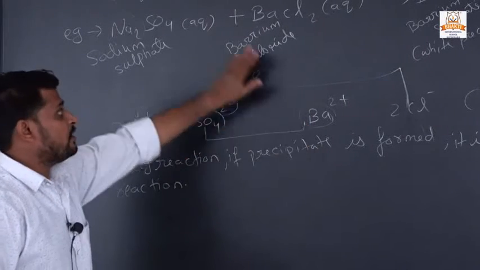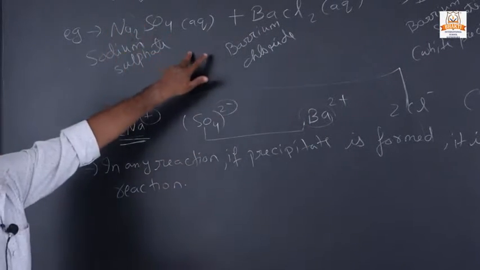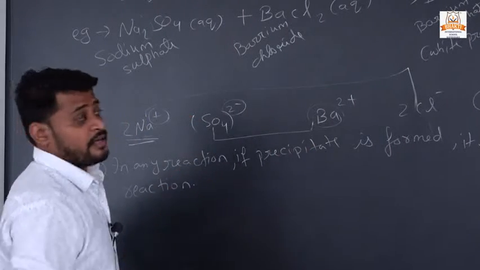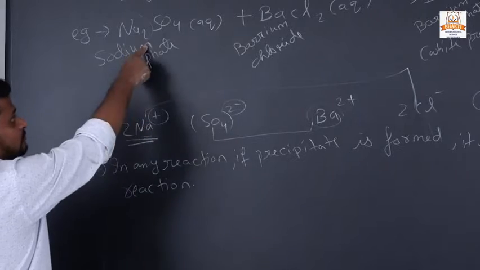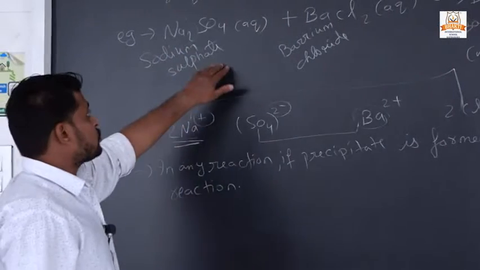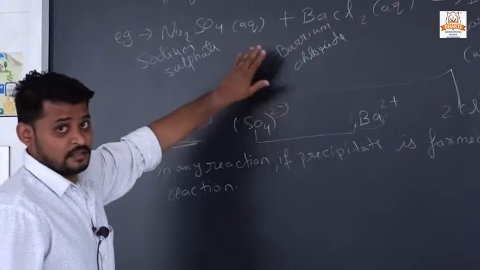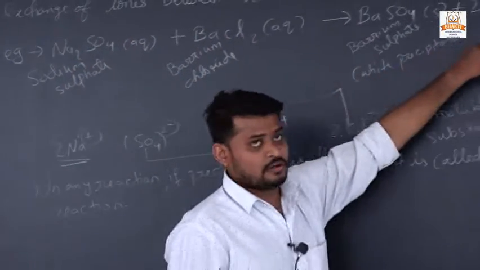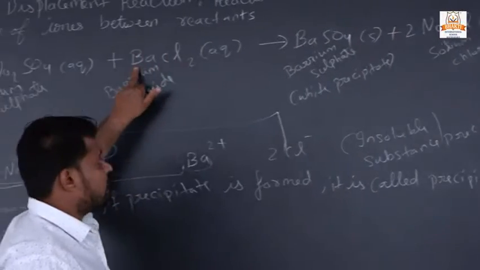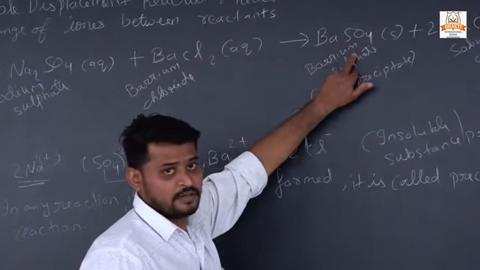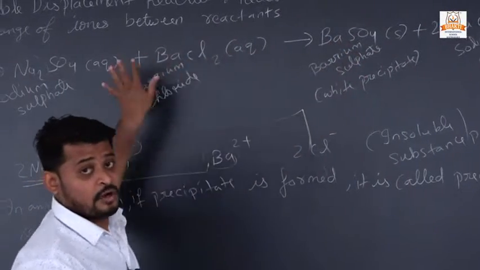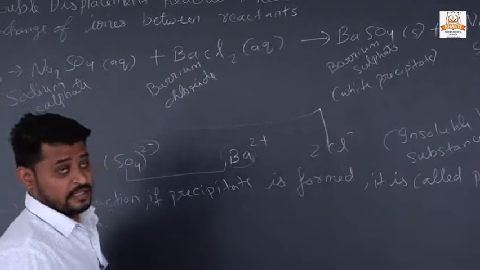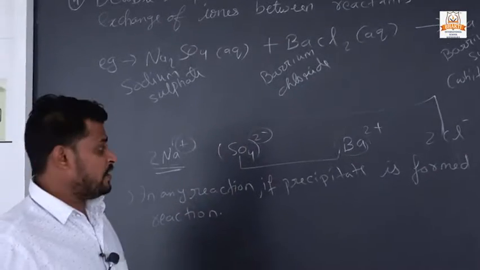This way these two compounds displace and attach with other elements. Understand what happened here? This is called a double displacement reaction. Once again, sodium will join with chlorine, and barium will join with sulfate. This way the two compounds displace and join with two other elements. This is called a double displacement reaction.